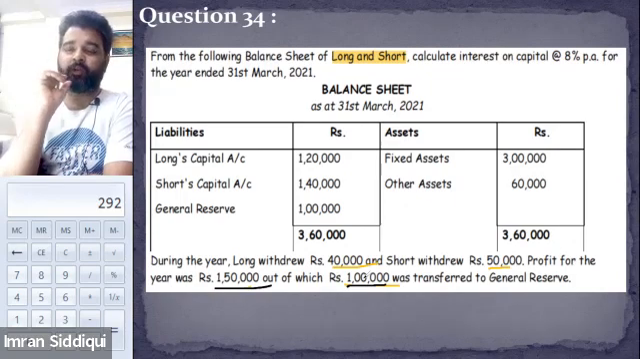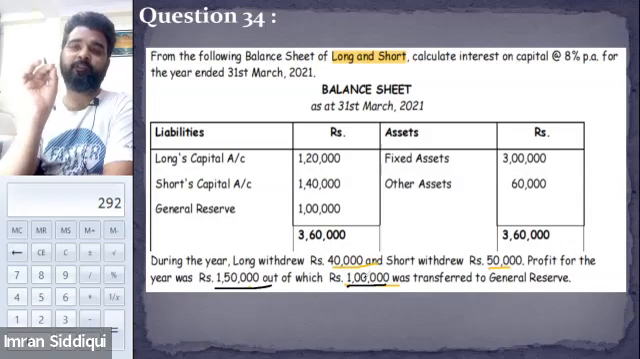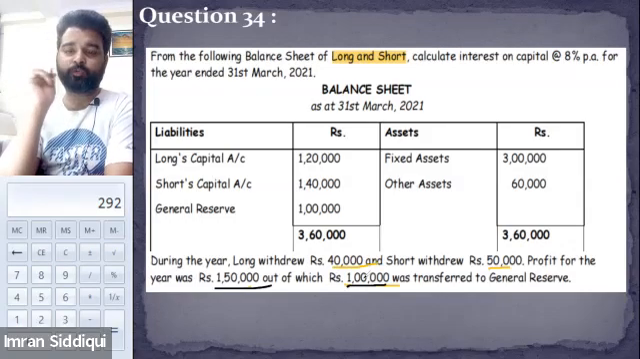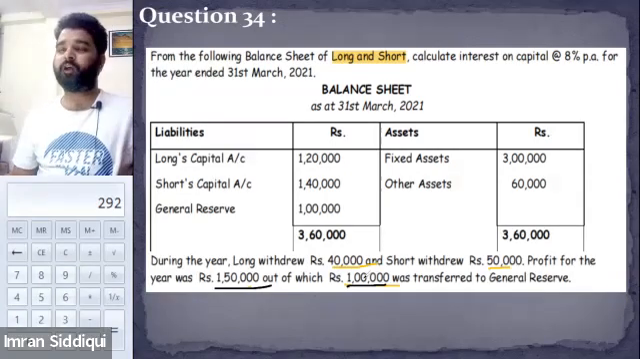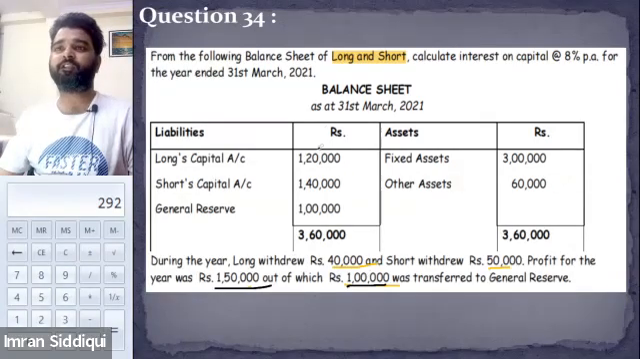And as I already told you, whenever we need to find out the interest on capital, we need to have the opening capital balances of the partners. In this question, we don't have the information regarding the opening capital balances. Only the closing capital balances are given. So how are you so sure that these are the closing capital balances? See, I'm sure because this is the balance sheet as on 31st of March.